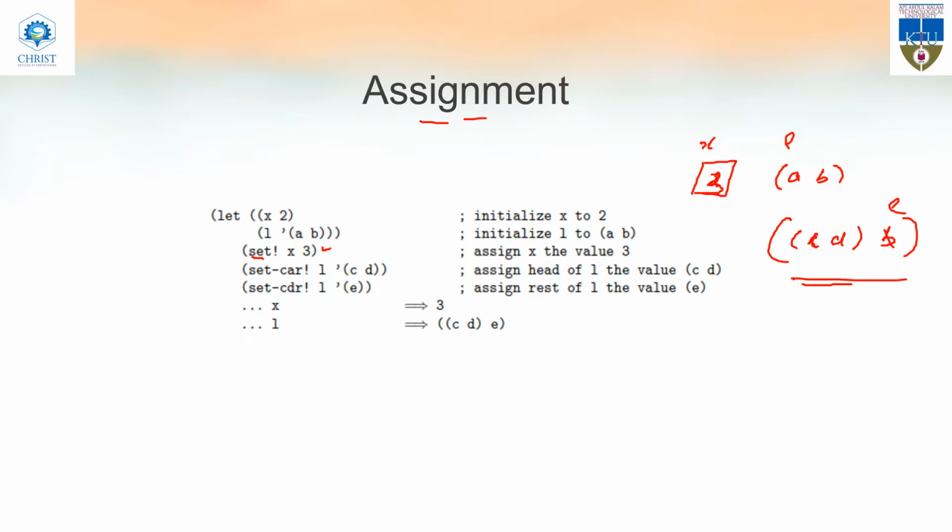If I display x, what is the final value of x? The final value of x is 3. And if I display L, what is the final value of L? The final value of L is C D, which is the head, so we put it in brackets, and then there is another element which is E. I hope it is clear. So this is one of the things which involves side effect.